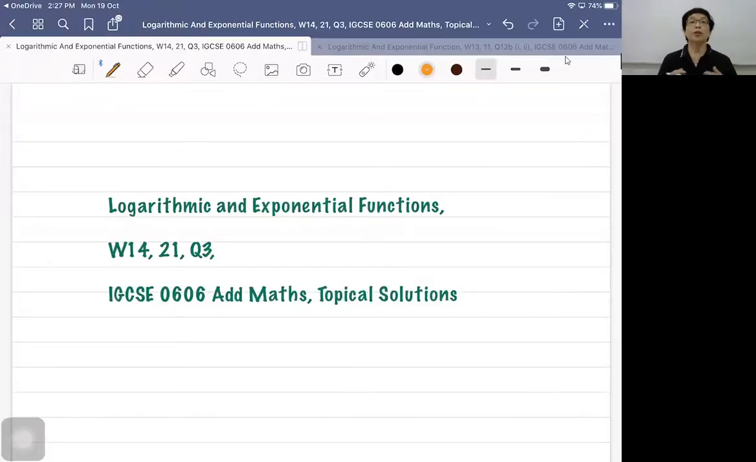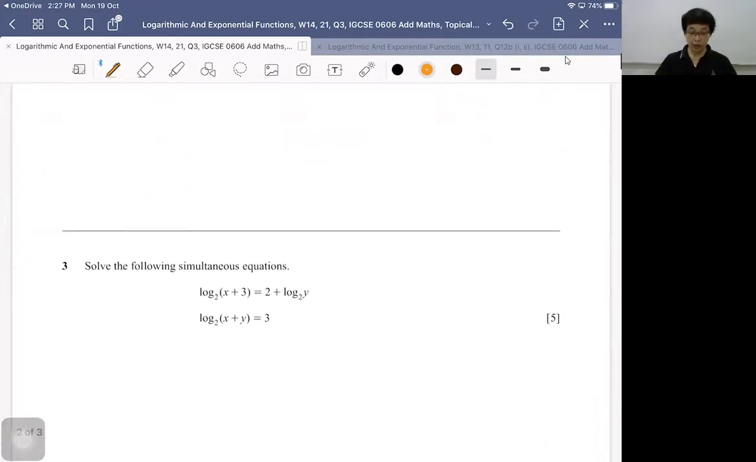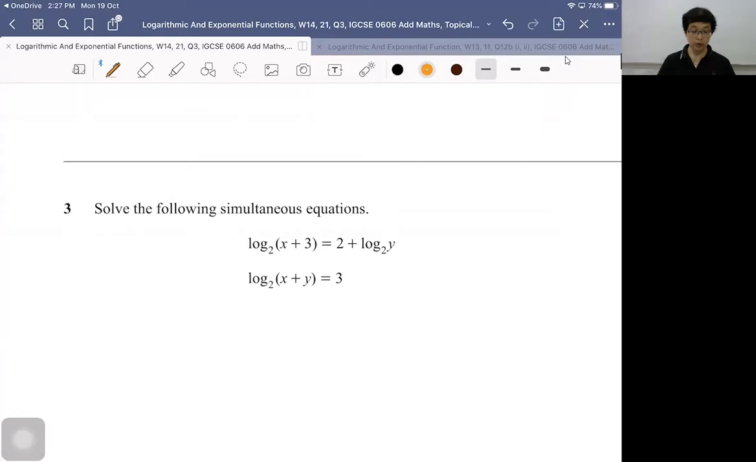In this video, we are going to look into another maths topical solution. The topic we're going to look at is logarithmic and exponential functions. This question is taken from Winter 2014, paper 2-1, question 3. Let's take a look at the question.